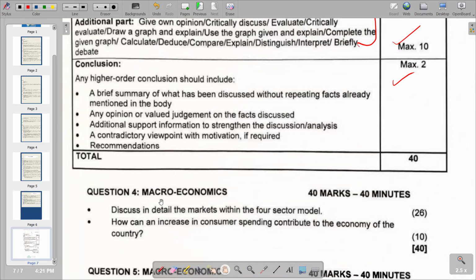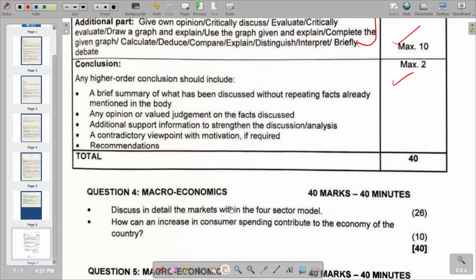So introduction, obviously, you are supposed to define. You can define a market, whereby a market is defined as any conduct or communication between actual or potential buyers and actual and potential sellers of goods and services. So this can be a definition that you can come up with for a market.